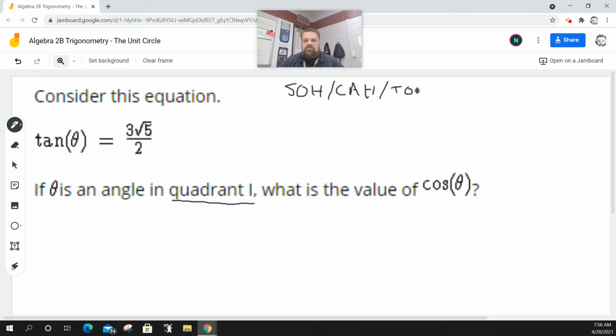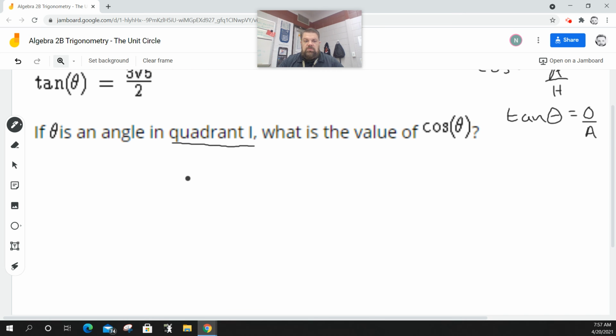SOH CAH TOA. And what it really means is that sine of theta is equal to the opposite over the hypotenuse, cosine of theta is the adjacent over the hypotenuse, and tangent of theta is equal to the opposite over the adjacent. And theta is just a Greek letter that means the angle, right?